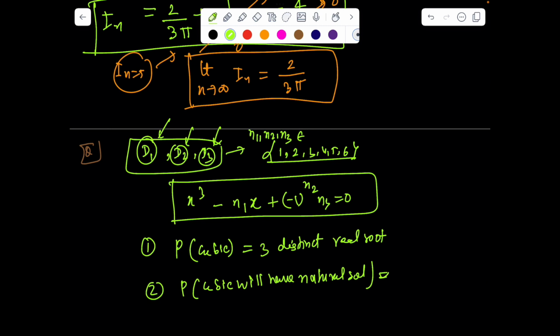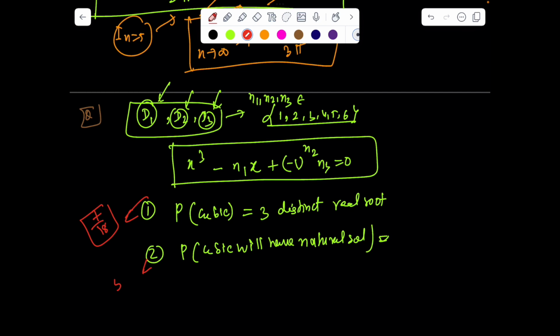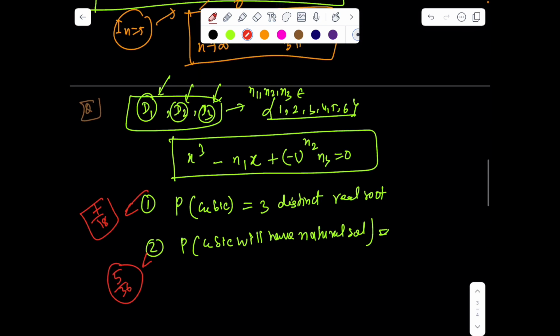The answers that we will get, let me tell you the answer. For the first one, the answer will come as 7 by 18, and for the second one it will come as 5 by 36. And that's not very difficult. Like you see how beautifully the question is created.